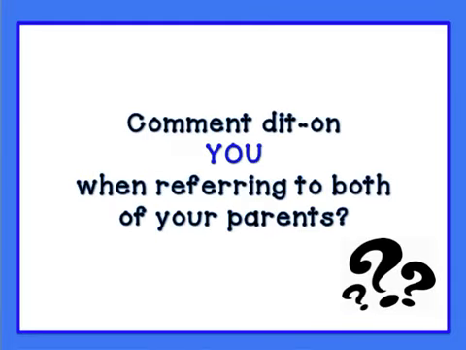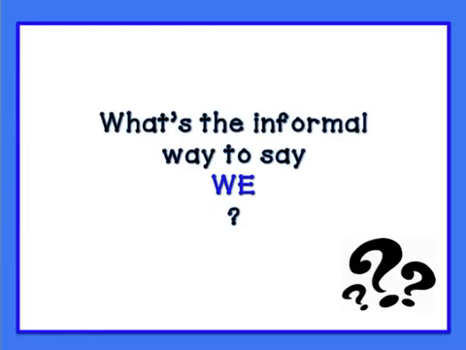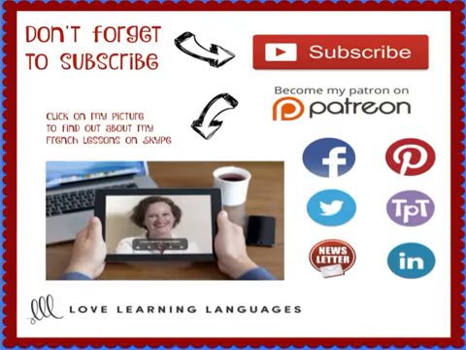Okay, comment dit-on you when referring to both of your parents? Vous. Vous, that's right, because even though you know your parents very well, you have an informal relationship with family members, usually, there's still two of them. So you have to say vous. Now, what's the informal way to say we? And this is the last one. The informal, spoken way to say we is on. On. Très bien. So even though it looks like the word on in English, we're going to pronounce it on. Super, très bien. Je suis très fière de vous.